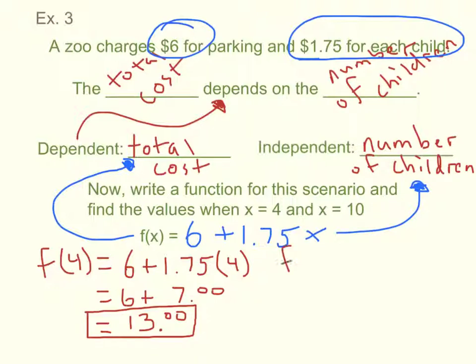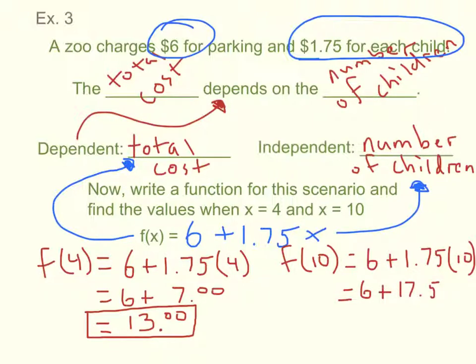Then I need to figure it out with f of 10. Same sort of thing. I'm going to say it equals 6, but this time, instead of a 4 in the parentheses, I'm going to have 10. 1.75 times 10 is going to be $17.50. So I have 6 plus 17.5. Add those two together, and I know that when 10 children go to the zoo, we're going to have to pay $23.50. I want to know who's driving the car.